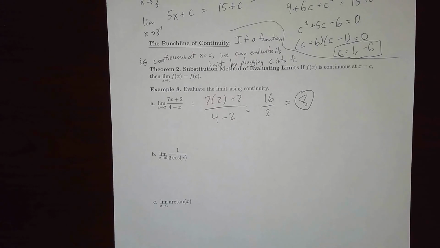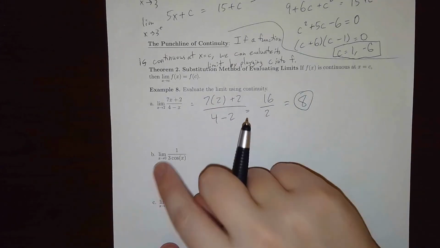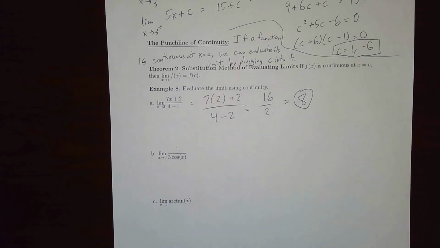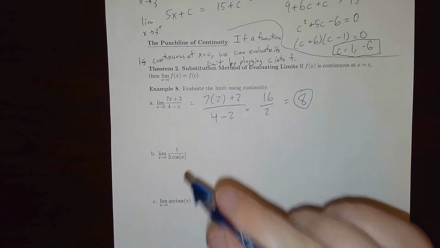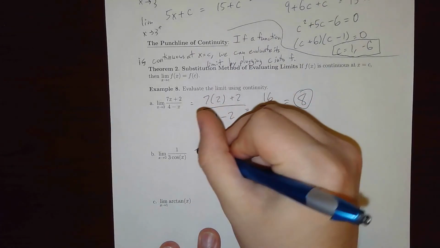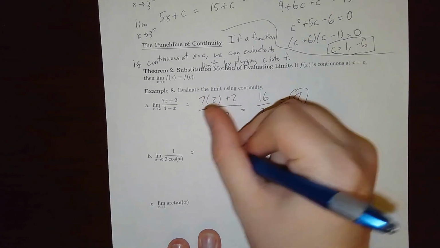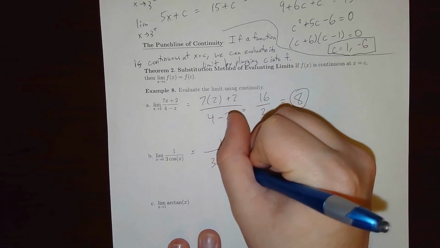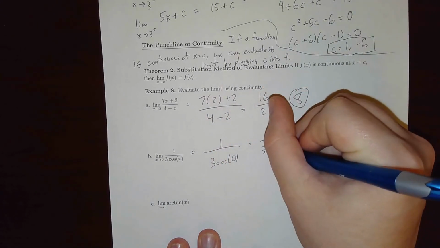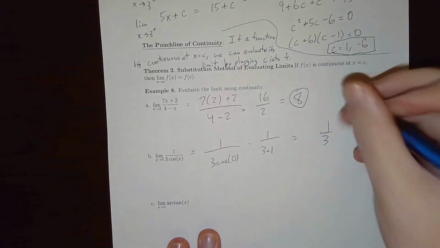Next we'll be looking at the limit as x approaches 0 of 1 over 3 times the cosine of x. When we're looking at this, we just cannot let cosine be equal to 0. Fortunately, when you plug 0 in for cosine, you actually get 1. So it's continuous here. So 1 over 3 times the cosine of 0 is just 1 over 3 times 1, which is just 1 over 3.